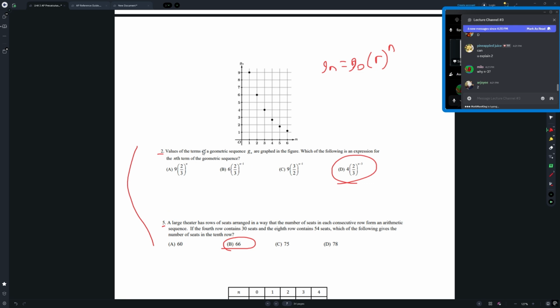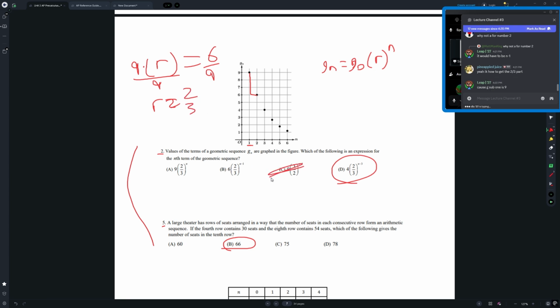Question 2, okay. So this starts, so we have a term at 1, right? So that's one value would be 9. And then for every 1, we're going down by 3. Which means our ratio, if we make it equal to 6, we divide by 9, and R is equal to 2 over 3.